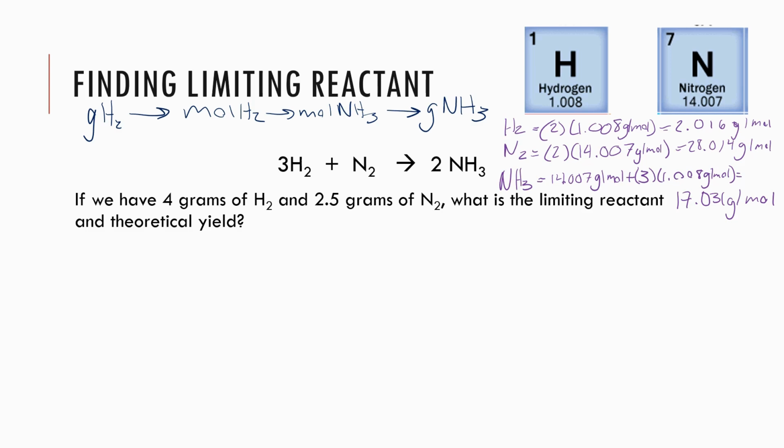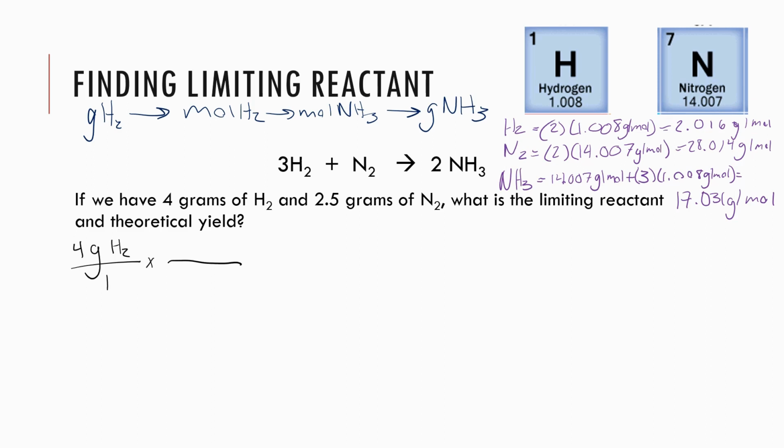We always start by writing first our 4 grams of H2, whatever we're starting with, and put it over 1. Now, our next step, we go up here from grams of H2 to moles of H2. Whenever we're going from grams to moles, we use our molar mass. We calculated our molar mass for H2 over here. We know for 2.016 grams of H2 is 1 mole of H2.